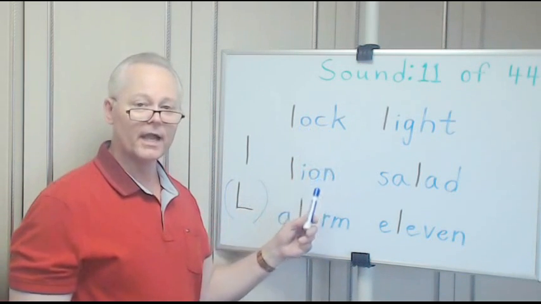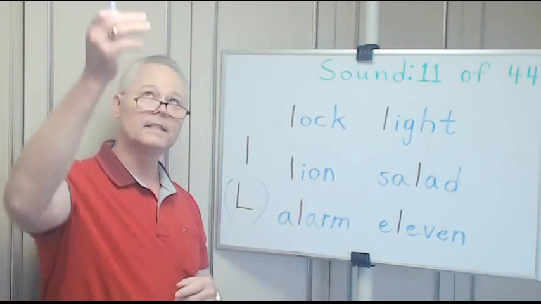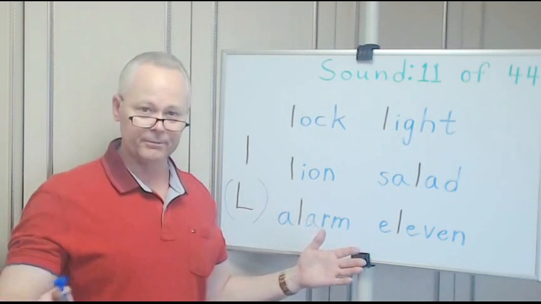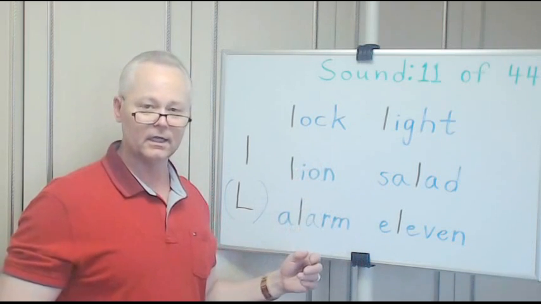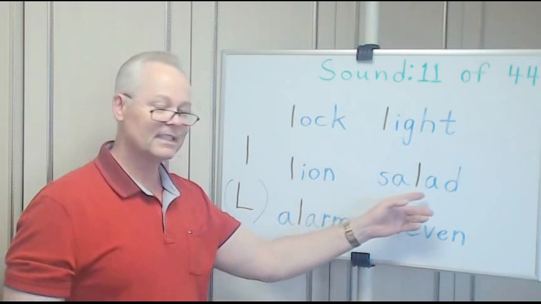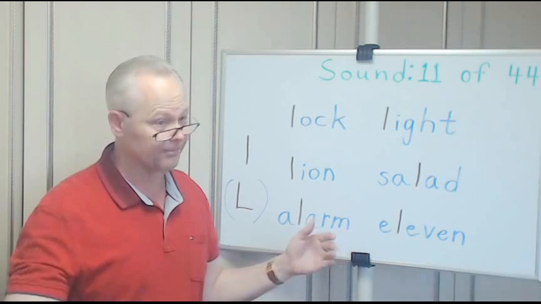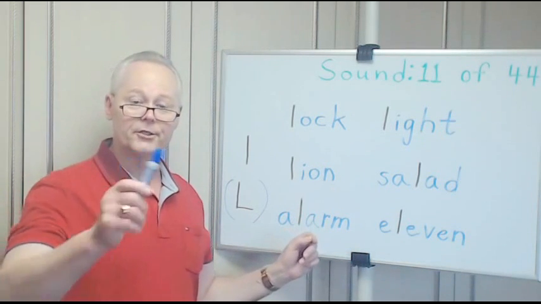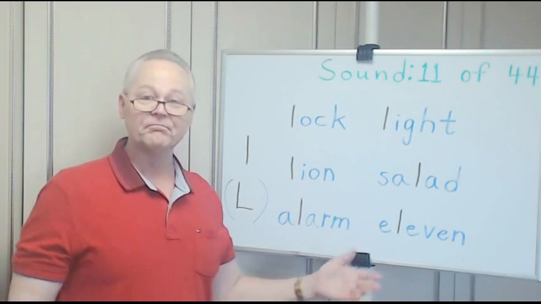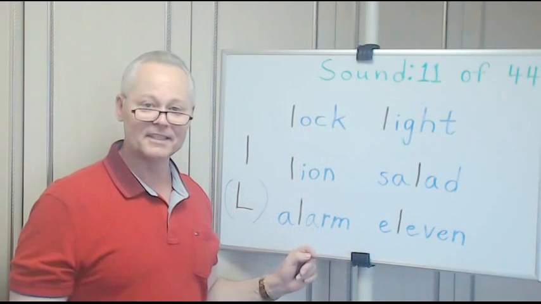So a lock, perhaps you're going to take a key to lock your door. A light, you can turn the lights on, turn the lights off. A lion, it's an animal, the king of beasts in Africa. African lions. Cougars, which could be a mountain lion. A salad. Would you like a nice green salad with your dinner, sir or ma'am? Alarm. Be sure to set your alarm clock so you're not late for work tomorrow. 11. The number 11. This is the 11th sound.